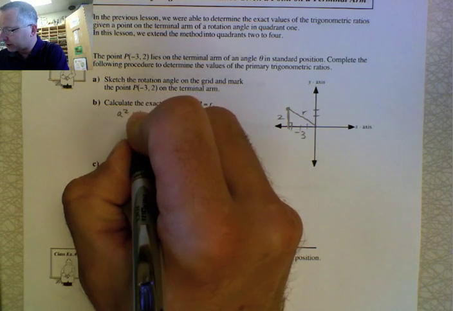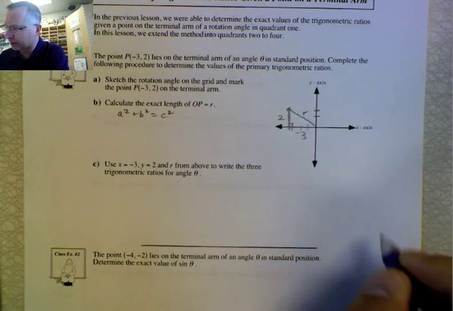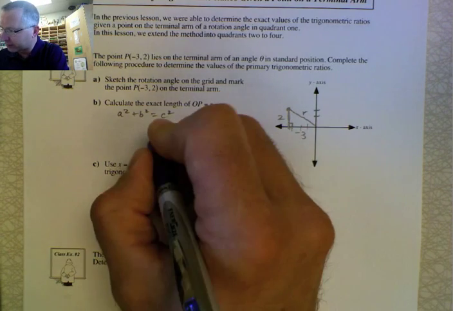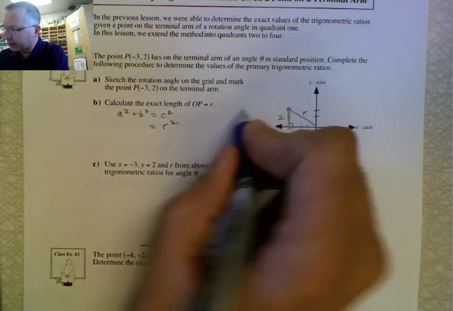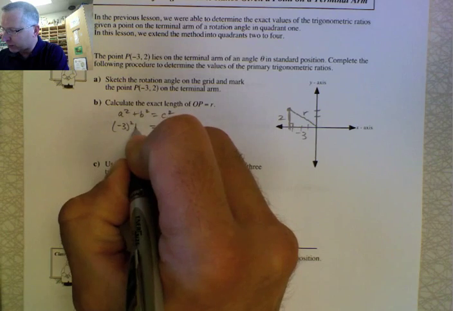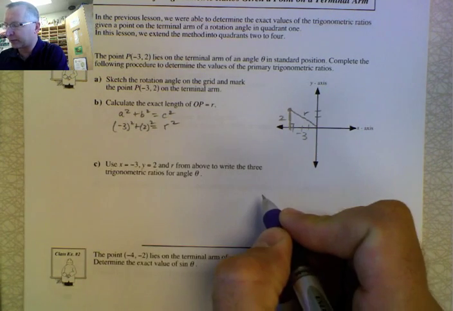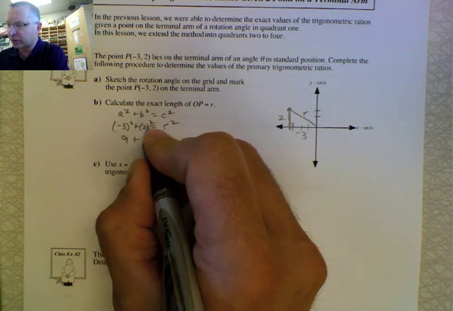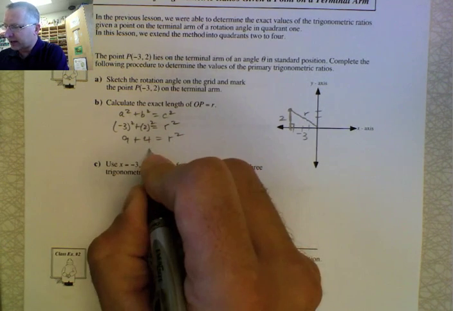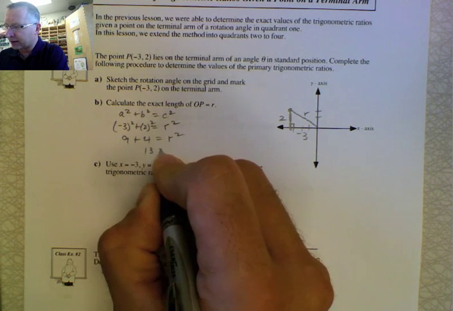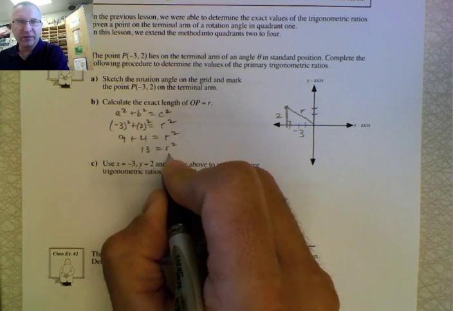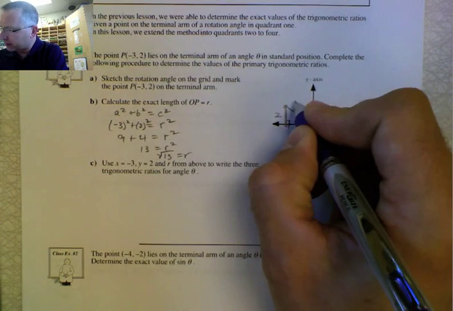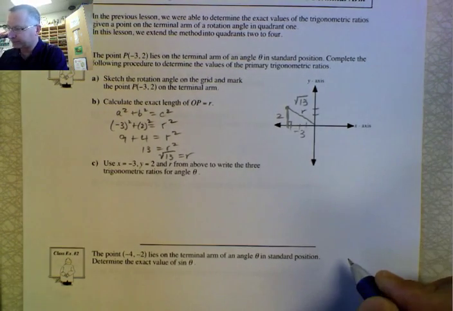theorem. So a squared plus b squared equals c squared. Remember, your hypotenuse, the side across from the right angle, is always your c, and our other two sides are -3 squared and 2 squared, our a and our b. So -3 squared is 9, 2 squared is 4. So this actually gives us 13. And to get r, we have to take the square root of each side. So r is actually the square root of 13.